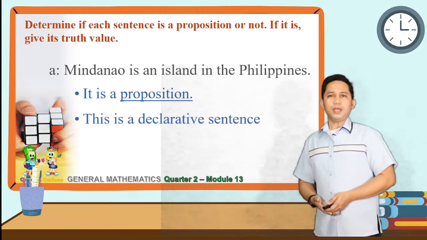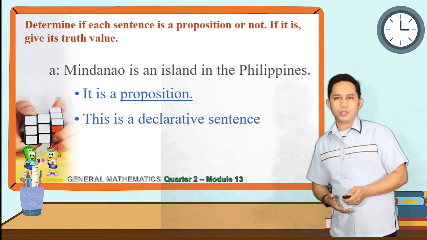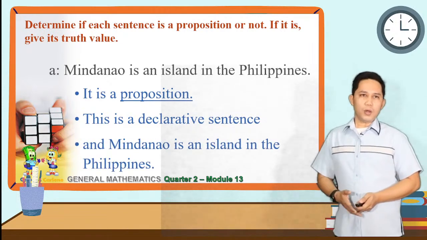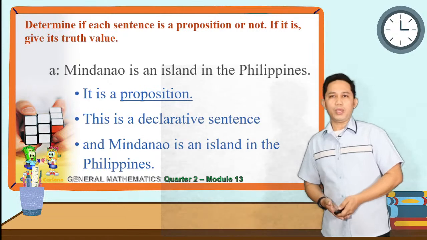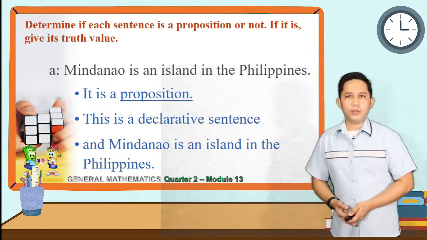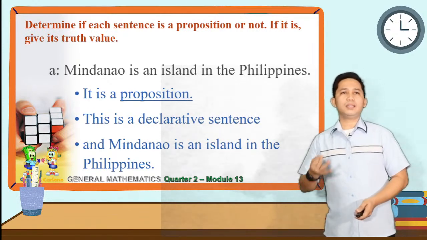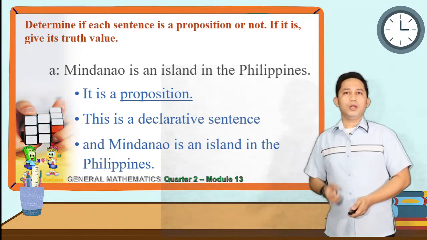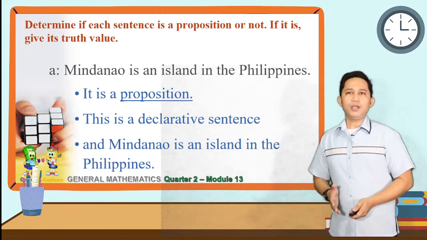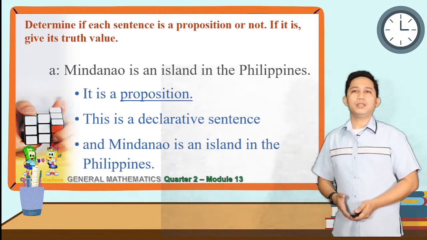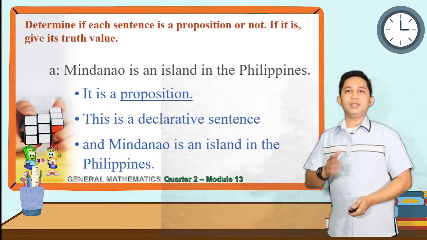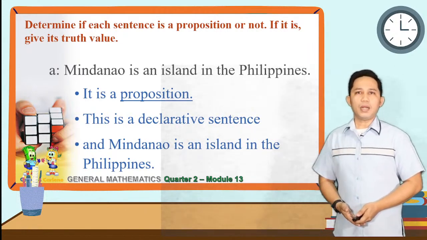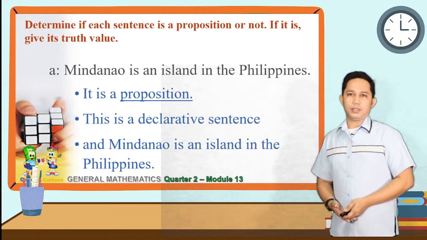Now, illustrate the truth value of this sentence if it is a proposition. The sentence is a declarative sentence, which is correct. And the truth value is, we all know in our Philippine geography, there are 3 islands of the Philippines. We have Luzon, Visayas, and Mindanao. So, one of it is Mindanao. Therefore, the truth value of this declarative sentence is true. So, it is a proposition. A is the proposition, Mindanao is an island in the Philippines.